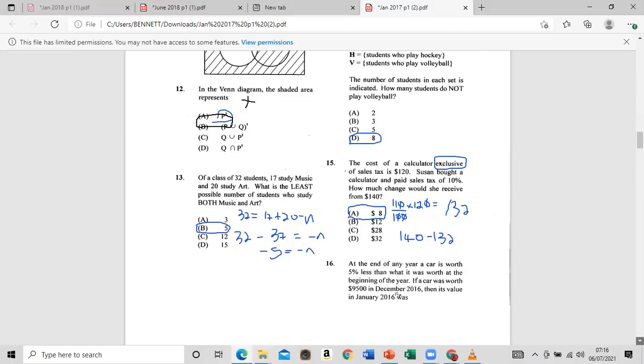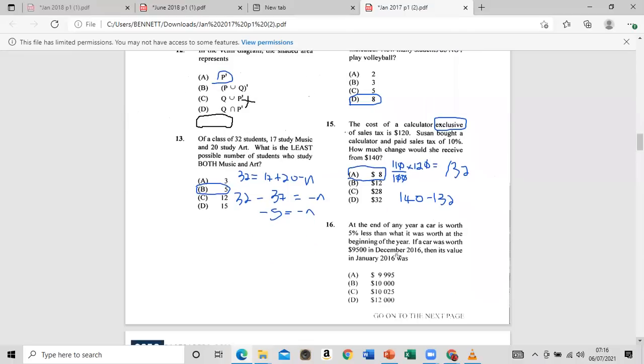I love this question. I did this one last year with my students. I'm going to get a distinction. Pick up on yourself. Yeah.